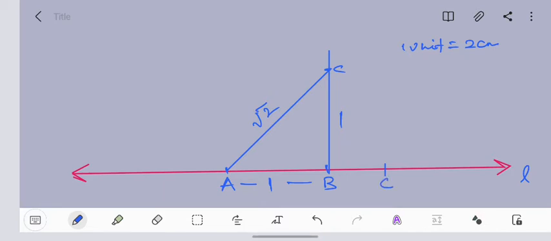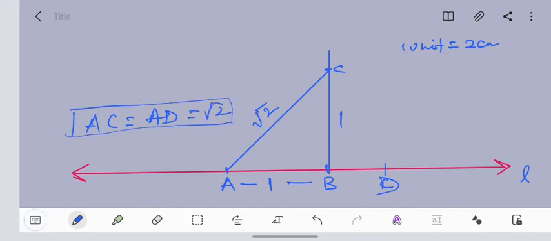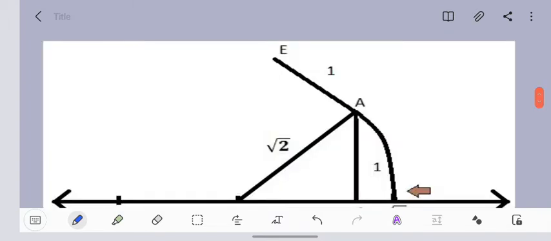So AC, or you can write D also. C is already there, so you take another letter D. So D is the point of square root of 2. So the measurement will be AC equals AD, which is nothing but square root of 2. This is how we represent square root of 2 on the number line, children. This gives a clear picture here. You can see the diagram.